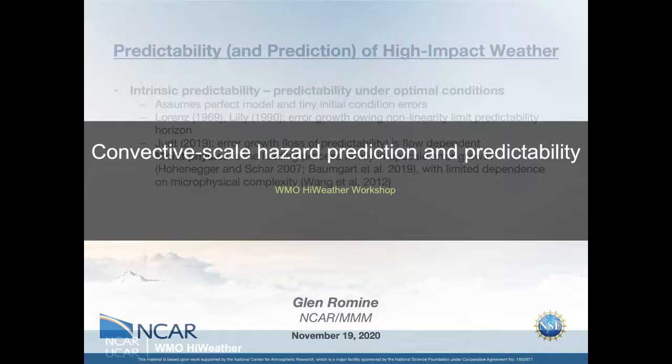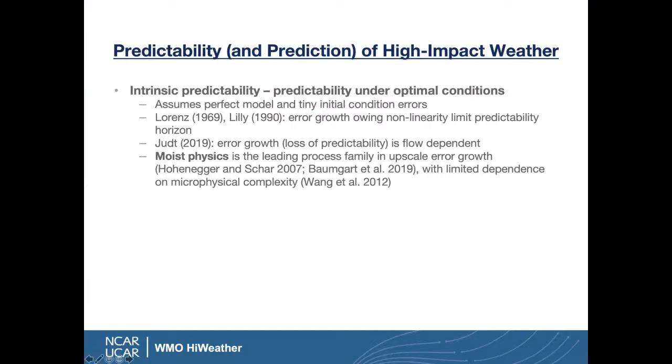So today I'm going to be talking about predictability and prediction of high impact weather. And just to make sure that we're clear on definitions here, the difference between predictability and prediction is really that we can make a prediction. So basically we can simulate a weather event, and the extent to which that prediction is skillful, then that prediction has some aspect of predictability.